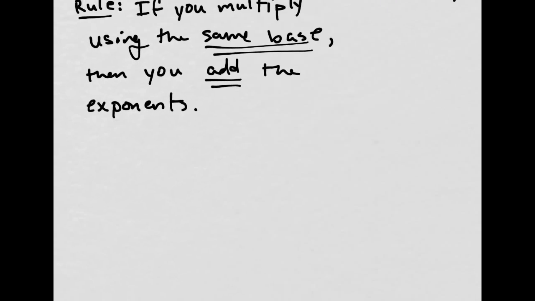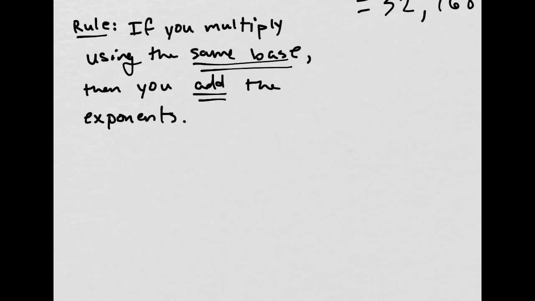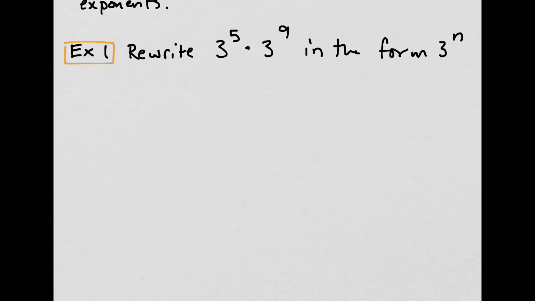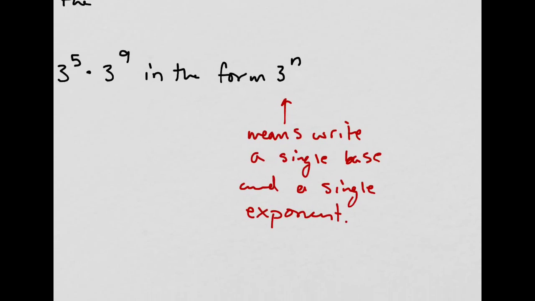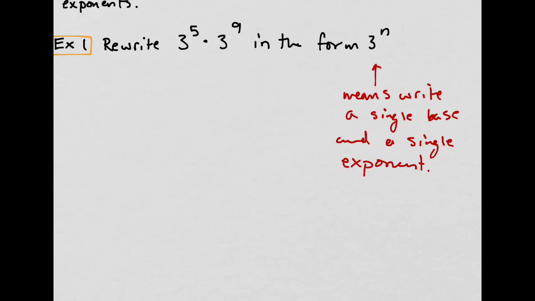So let's take a look at an example for that, and we'll see what happens. It says rewrite 3 to the 5th times 3 to the 9th in the form 3 to the n. That just means write the 3 a single time and have a single number for the exponent. Write a single base and a single exponent.